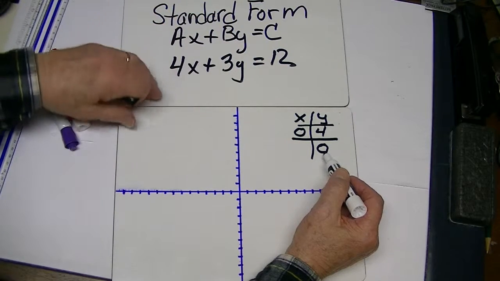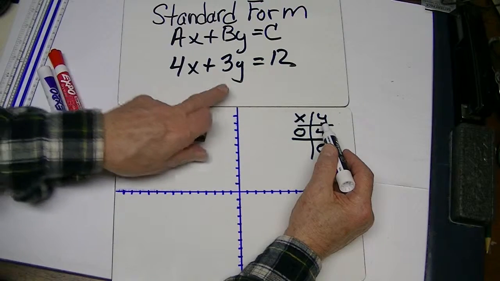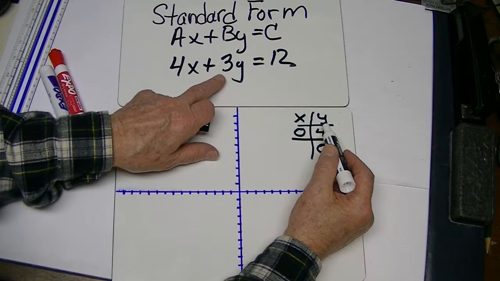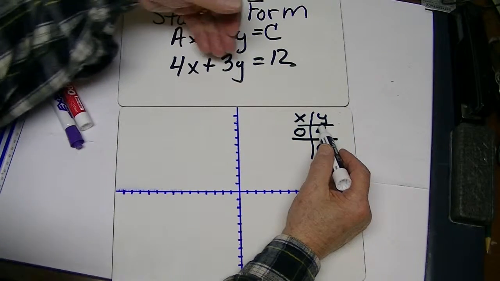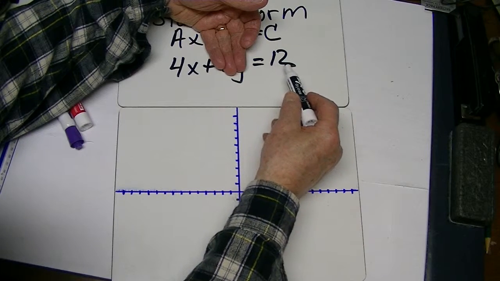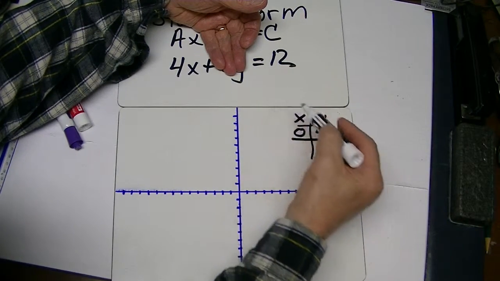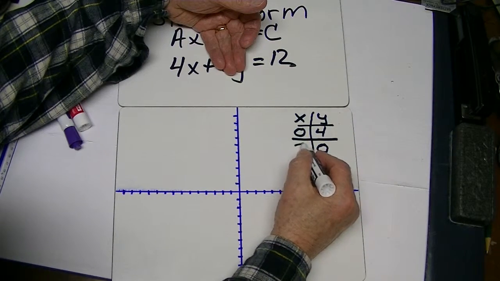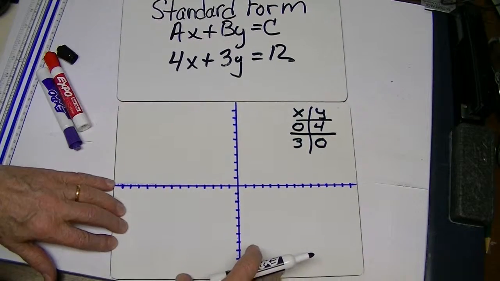Now we go back to this equation. We're going to put a 0 where the y is, over here. So 3 times 0 is 0. We now have, block this out, 4x equals 12. Going to divide both sides by 4, and we get x is going to be a 3. So we now have 2 points. I'll move this up a little bit.